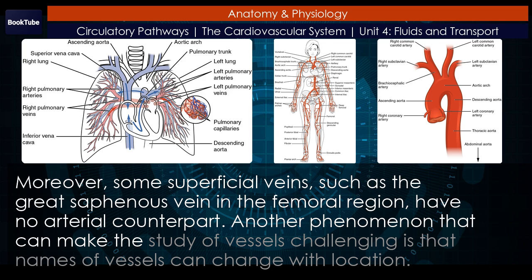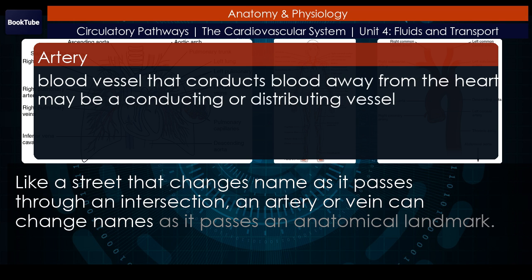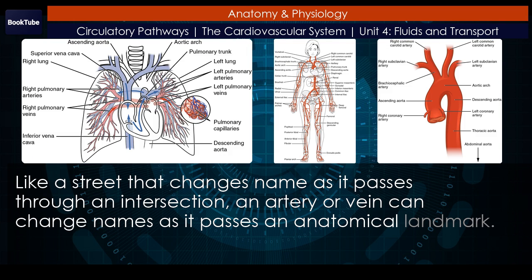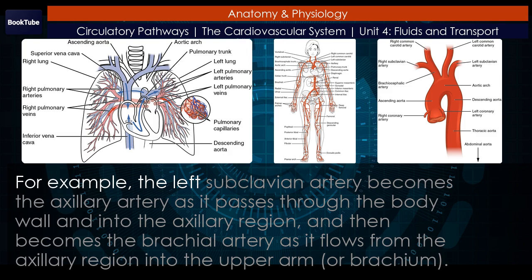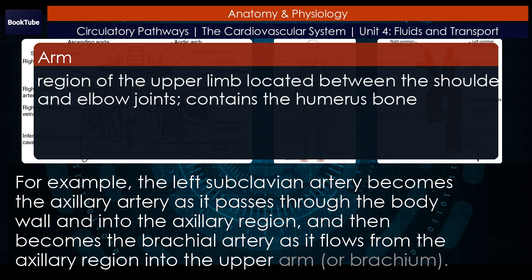Another phenomenon that can make the study of vessels challenging is that names of vessels can change with location, like a street that changes name as it passes through an intersection. An artery or vein can change names as it passes an anatomical landmark. For example, the left subclavian artery becomes the axillary artery as it passes through the body wall and into the axillary region, and then becomes the brachial artery as it flows from the axillary region into the upper arm, or brachium.